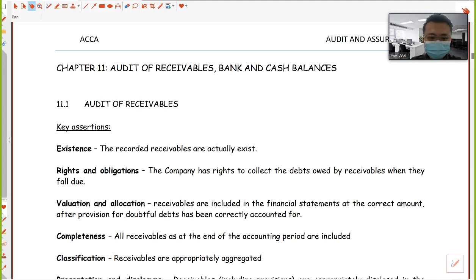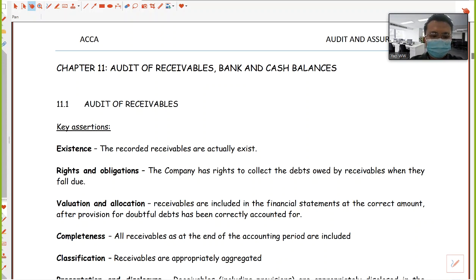Okay, so you may send a receivable confirmation and wait for the receivables to reply. That can help you to prove existence. And other than that, you may also look into collections from this receivable after the year end. Okay, so after the year end, if they really pay you, then you will know that this receivable actually exists as at year end.